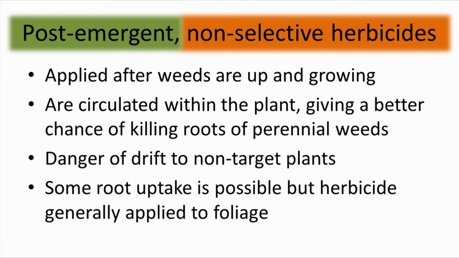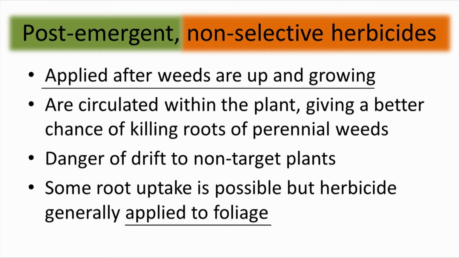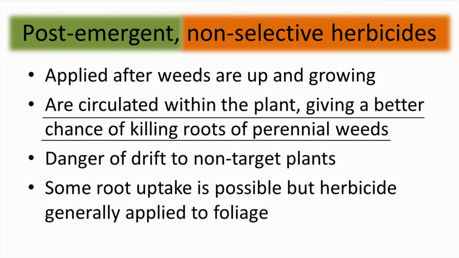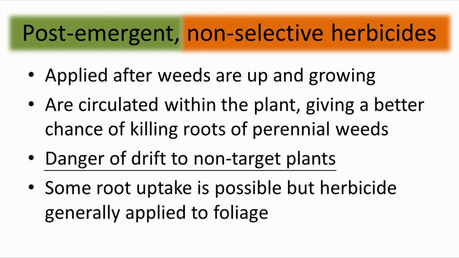Post-emergent non-selective herbicides are applied to the foliage of actively growing plants. Being non-selective, they will kill both grass-like and broadleaf plants. Some of these products, when properly applied, are absorbed into and circulated within the plant, increasing the likelihood of killing the roots of persistent perennial weeds. Again, these can present a problem by drifting onto non-target plants you want in your garden. These products are typically sold as total vegetation killers and may come in organic and synthetic forms. Always read the label for instructions on proper use.